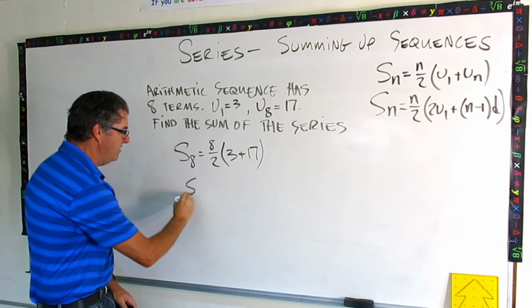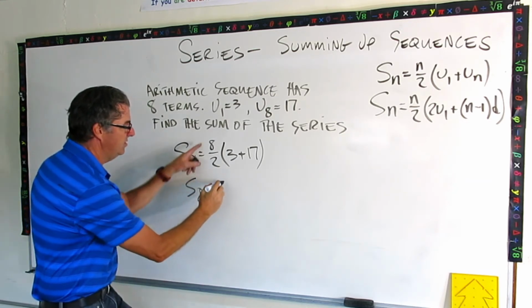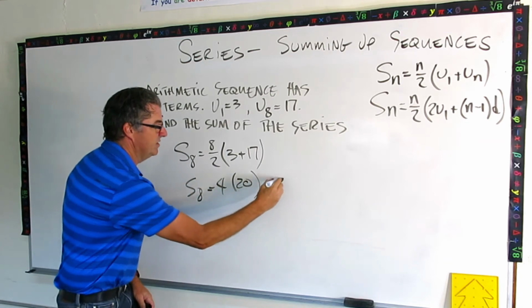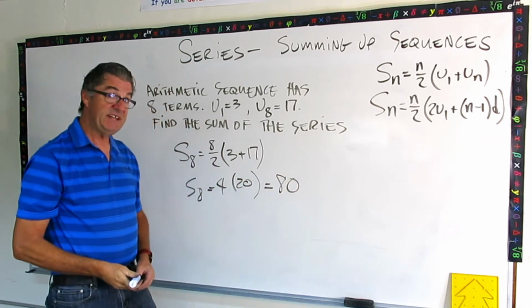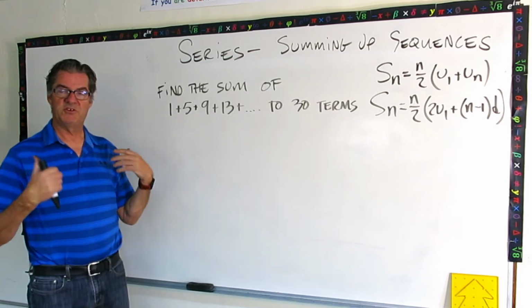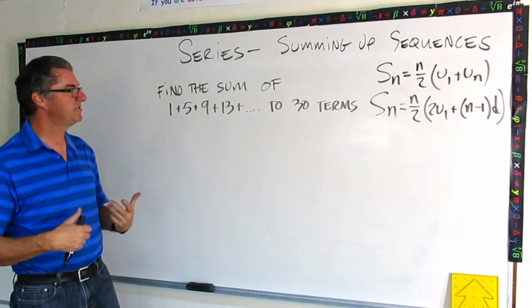So let's move it on down. S8 is going to equal 4 times 20, which is going to be 80. So that's the sum of this sequence. Okay, let's do another sum. Let's find the sum of a series here.